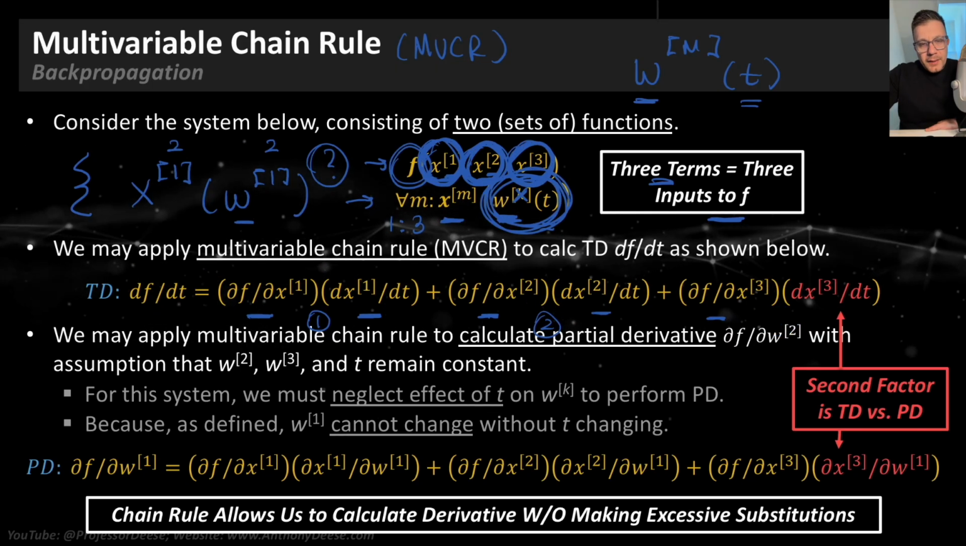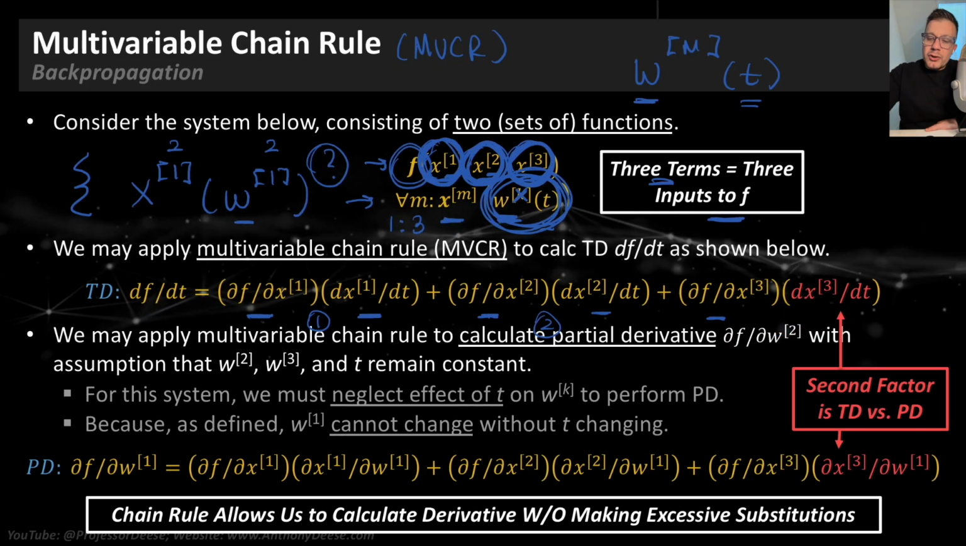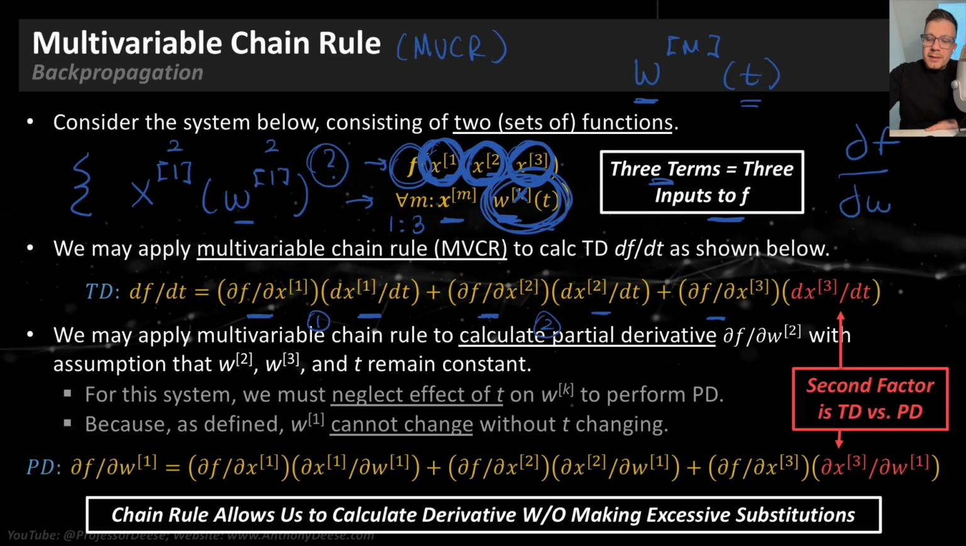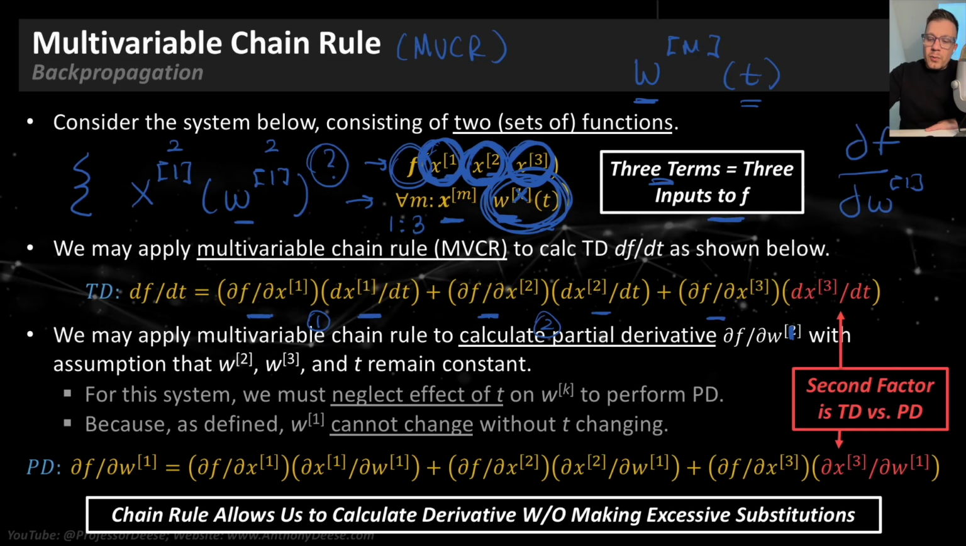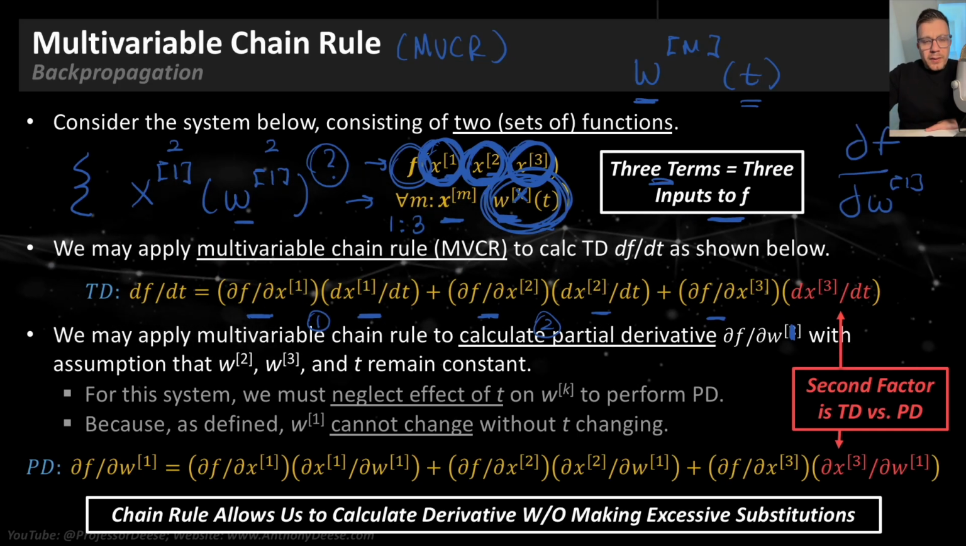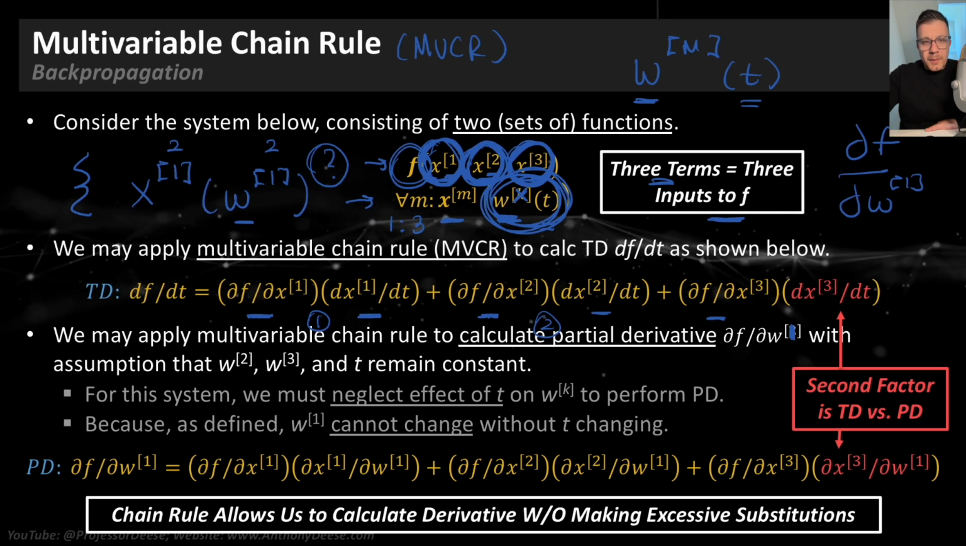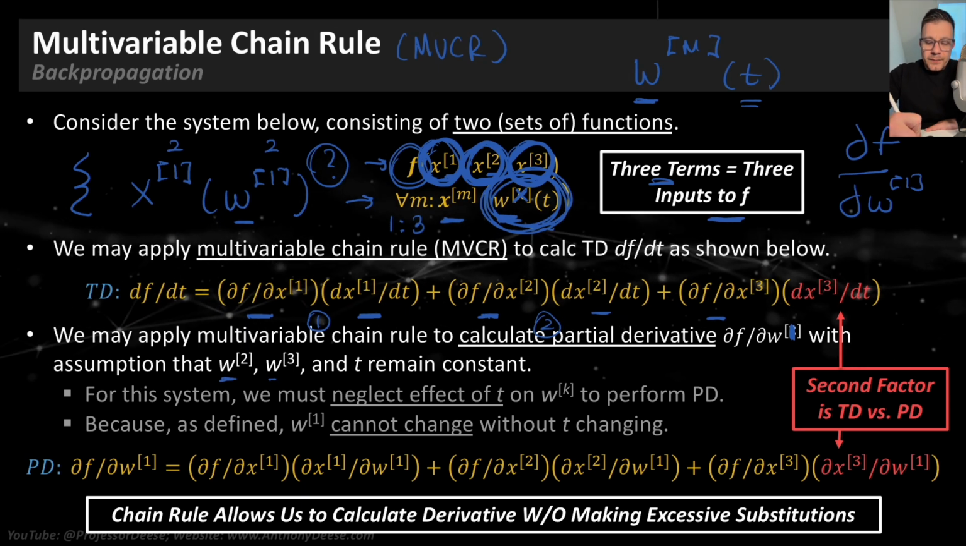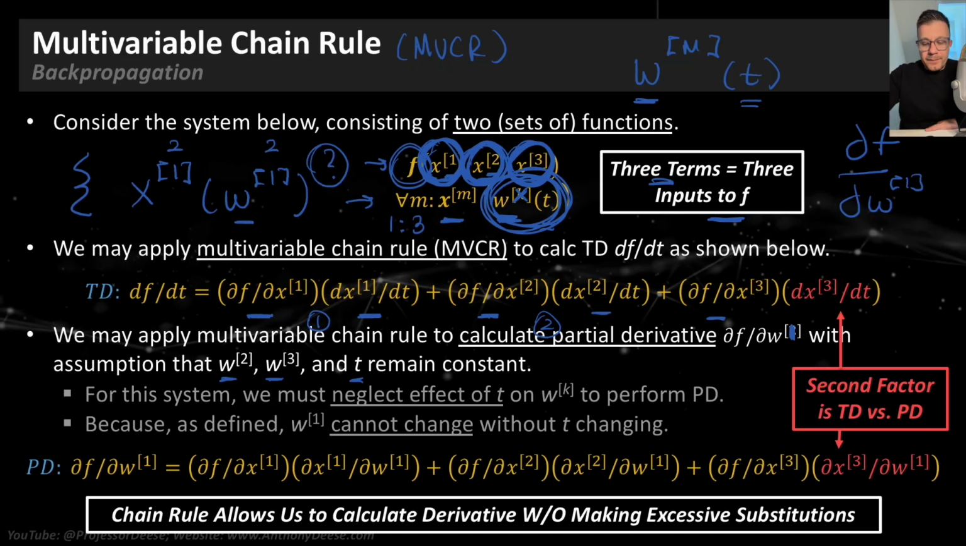We may apply the multivariable chain rule to calculate the partial derivative df/dw1, that's a mistake, I meant to put a 1 here, with the assumption that all the other arguments and inputs to the system remain constant, including w2, w3, and time.